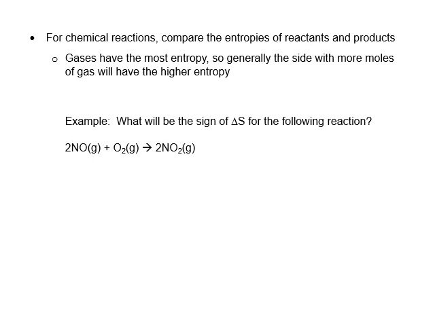For example, what will be the sign of delta S for the following reaction? Nitrogen oxide gas plus oxygen gas makes nitrogen dioxide gas. On the left side of this reaction, we have 3 total moles of gas, and on the right side, we have only 2 moles of gas. Therefore, the process of going from reactants to products reduces the number of moles of gas, and delta S will be negative.